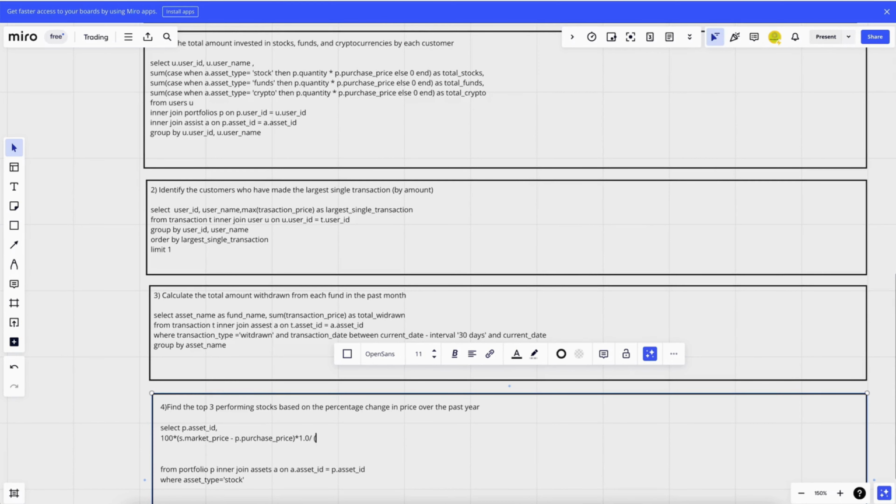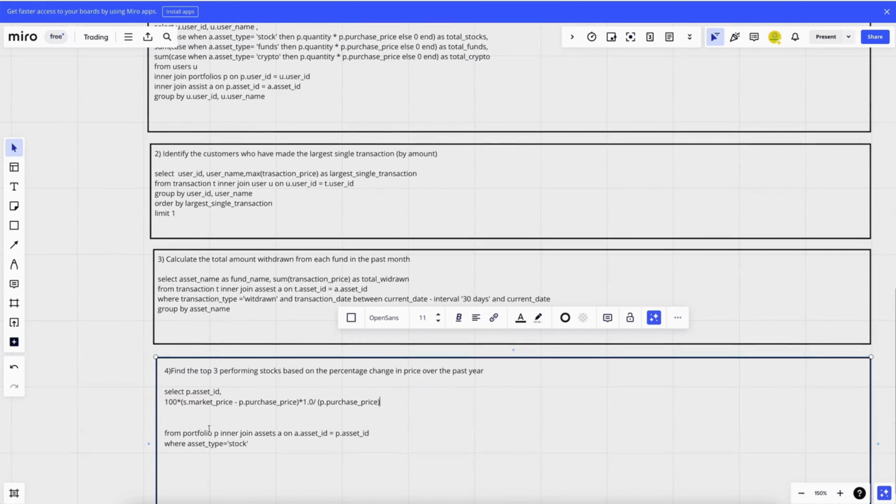Divided by purchase price, P dot purchase price. So now we'll get the percentage of each asset here, and we don't know what will be the top three at this time, but we know the percentage of each asset from the portfolio table. Let's call this one price change.